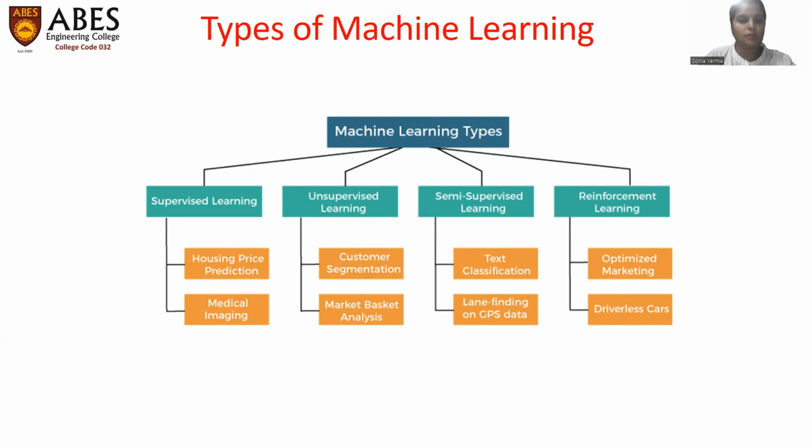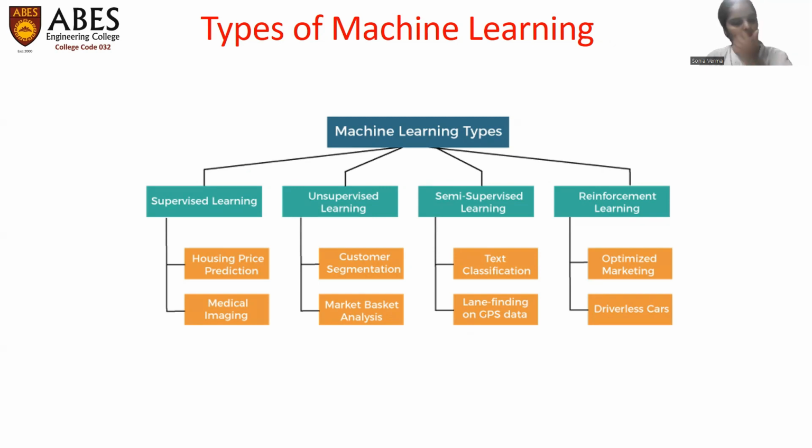Now let's come to the types of machine learning. Machine learning is basically divided into three types, but some authors say there are four types of machine learning. First one is supervised, second is unsupervised, then semi-supervised, then reinforcement learning. What supervised learning is, we will come to know in the next slide.